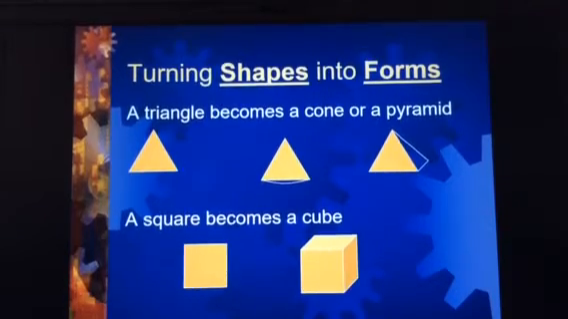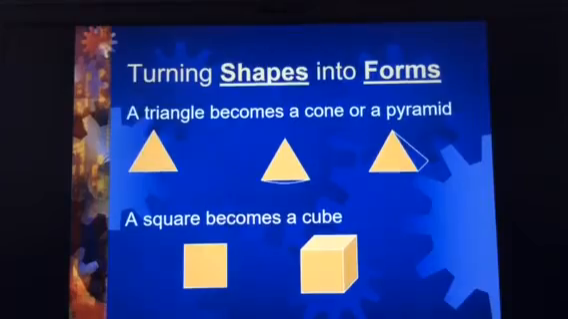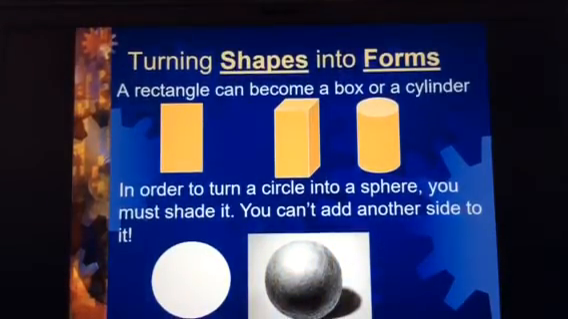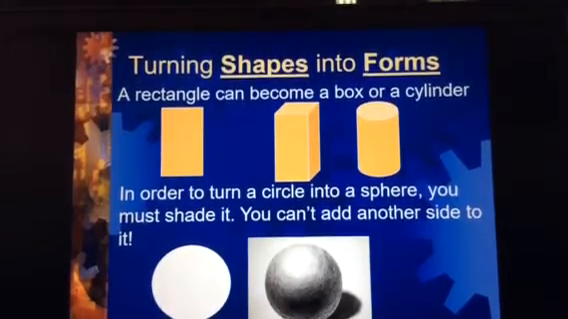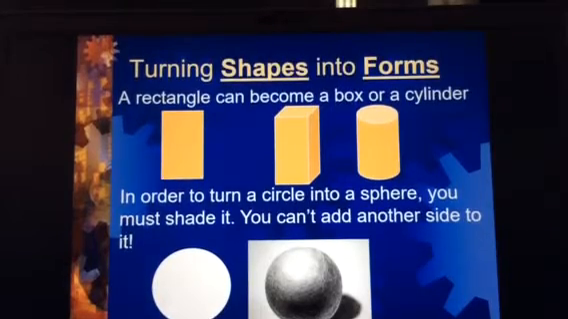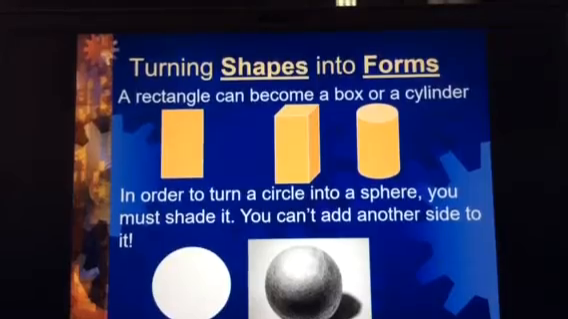Turning shapes into forms. A triangle becomes a cone or a pyramid. A square becomes a cube. A rectangle can become a box or a cylinder. And in order to turn a circle into a sphere, you have to use shading. You can't add another side to it.